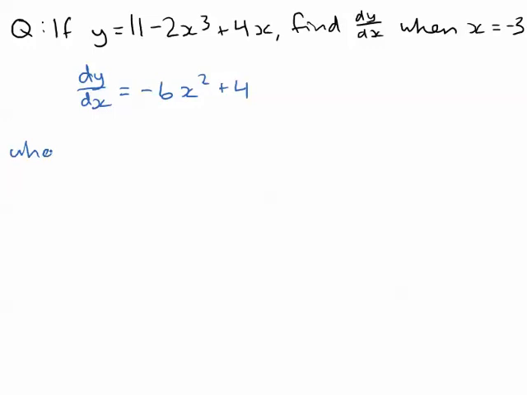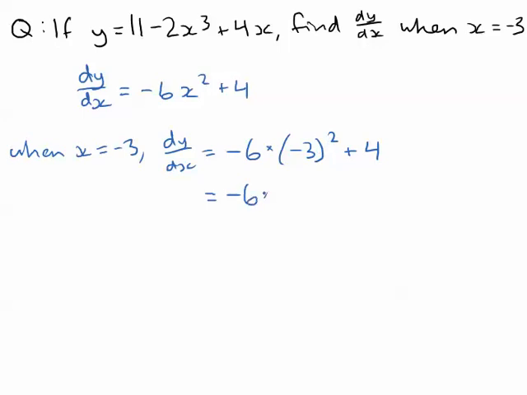So we can say when x equals negative 3, dy by dx is equal to negative 6 times negative 3 squared plus 4. And negative 3 squared is going to be the first thing we do, and that's equal to positive 9. So we've got minus 6 times 9 plus 4. And that's minus 54 plus 4, which is equal to minus 50. So we're saying that the gradient at this point is equal to negative 50.